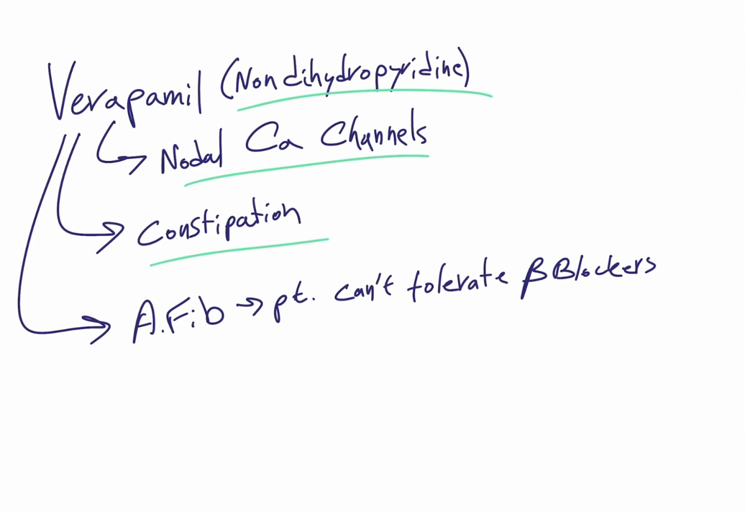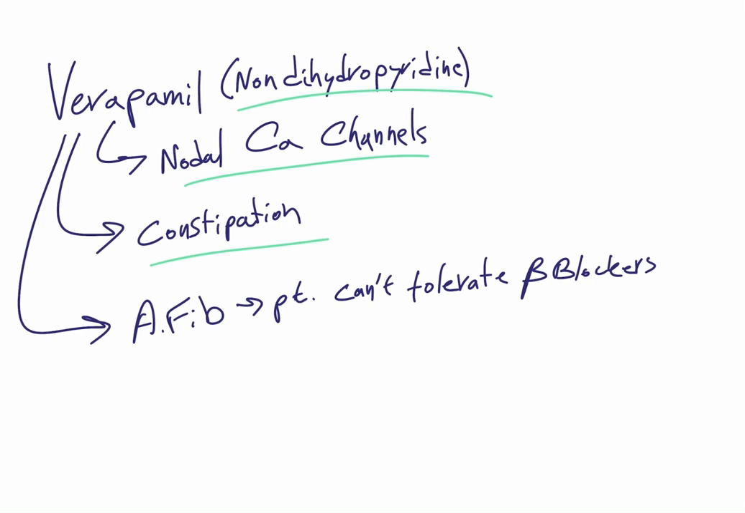So you might wonder when verapamil is actually used. While it's not commonly used for hypertension, it can be used for AFib, especially in patients who can't tolerate beta blockers. Just remember, verapamil is a non-dihydropyridine calcium channel blocker. It acts on nodal tissue, and a notable side effect is constipation.